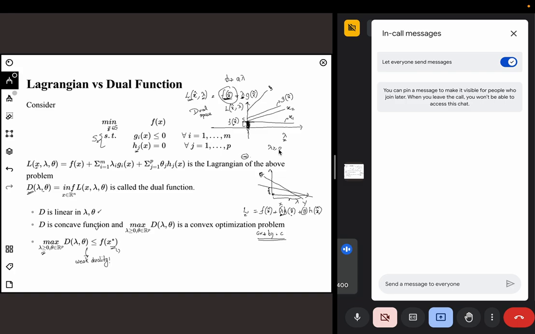This is basically my optimal value of primal, and this is my optimal value of dual.